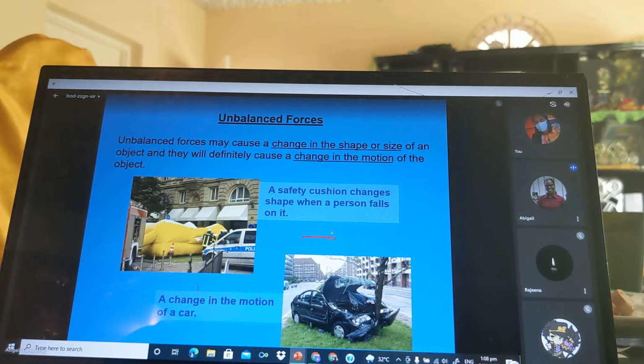So if the car is driving along and it meets a stationary object, because the car is moving, it is applying a force, right? The force will be greater or unbalanced when the car itself meets the wall or the stationary object. And so you will have this effect there, right? A change in the shape of the body, right? So when you have change in shape or change in motion, you know that there is an unbalanced force acting.